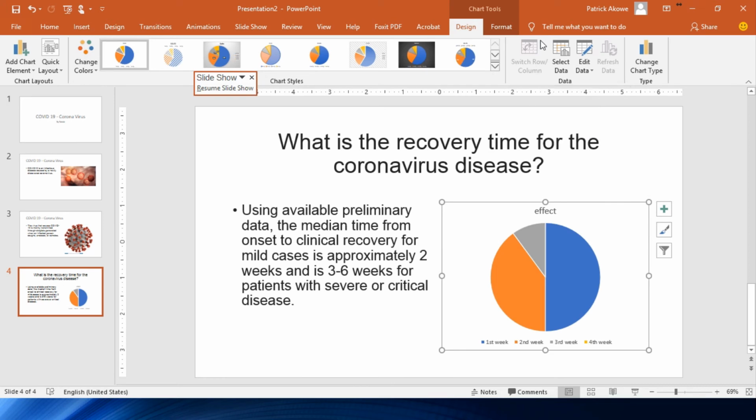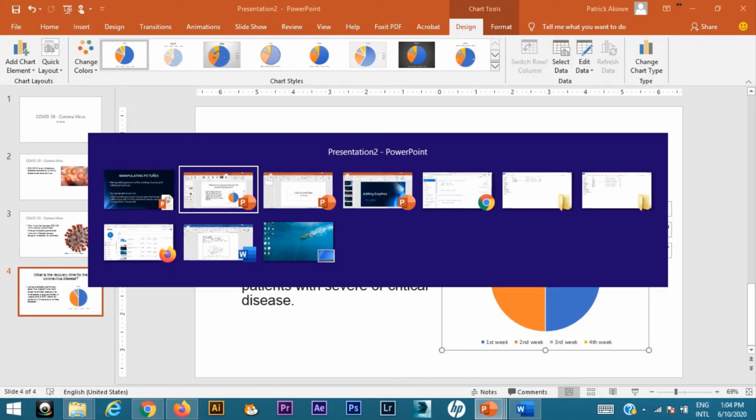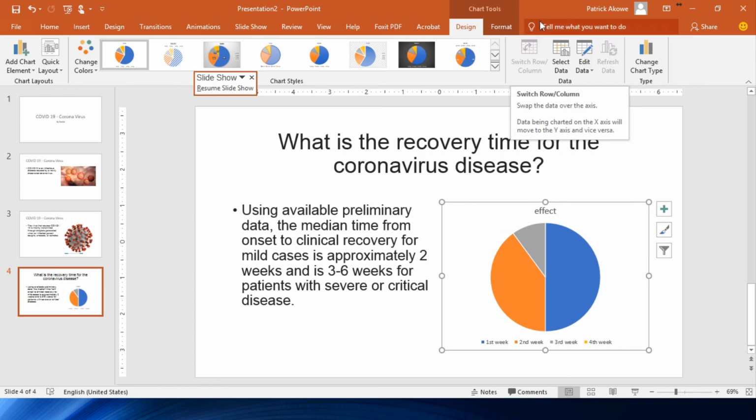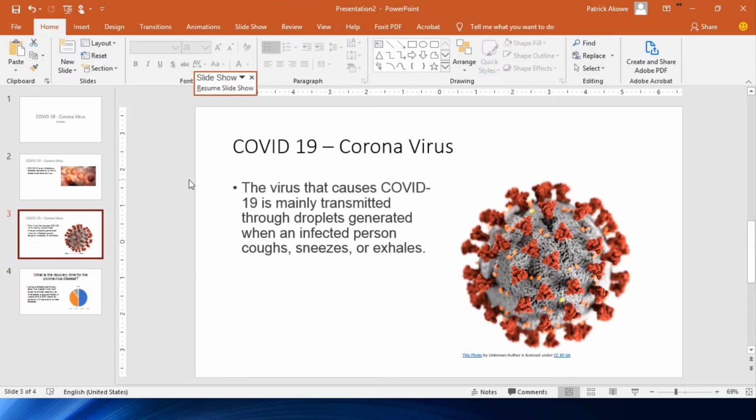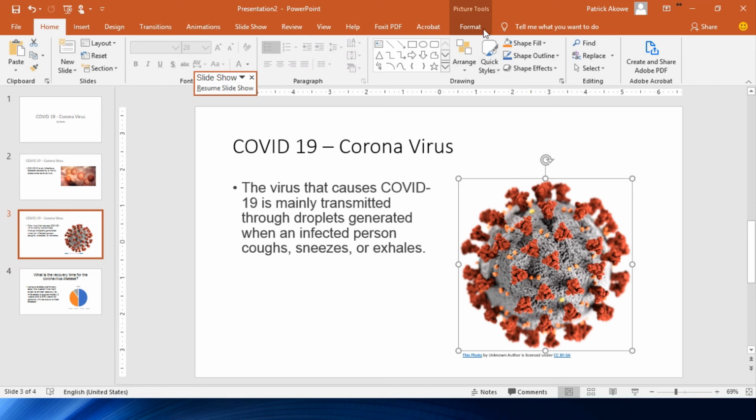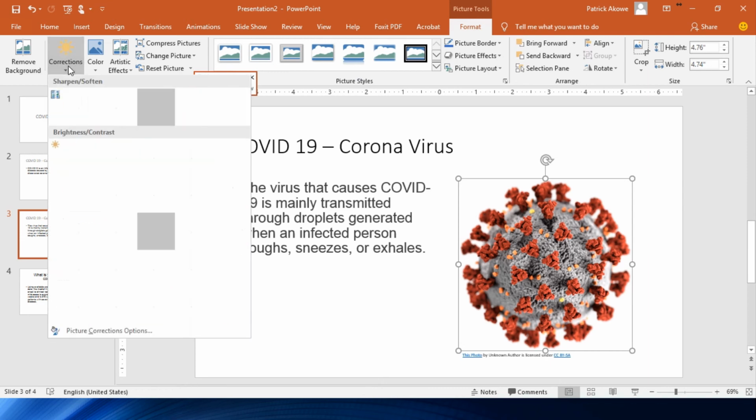Now we've been able to show you how to add pictures. Now I want to see how you can manipulate these pictures. I'm going to go back to one of the pictures we have inserted. Let's say we want the color or something to change about this picture. So I'm going to click on that picture and go to the Format tab. On the Format tab, we can decide to add some corrections to the picture.